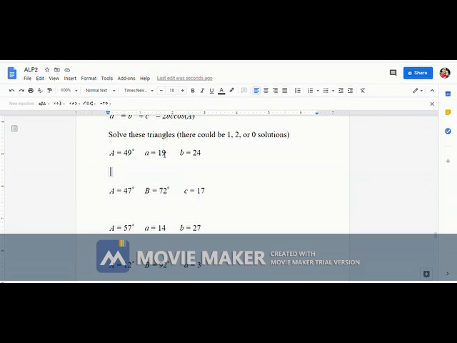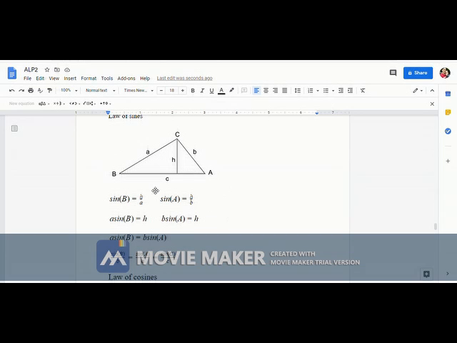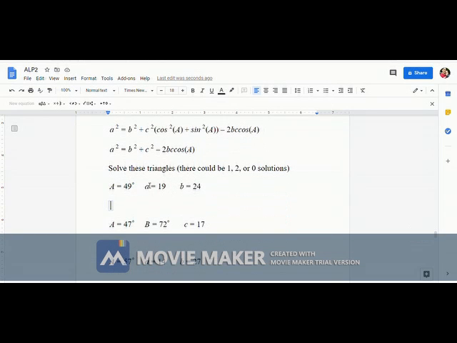So we have two sides and an angle, and one of them is the side opposite the angle. So we know we can use this law of sines here to solve this triangle. So we'll start with sine angle A, which is 49, over side A, 19, equals sine of angle B over side B, 24.